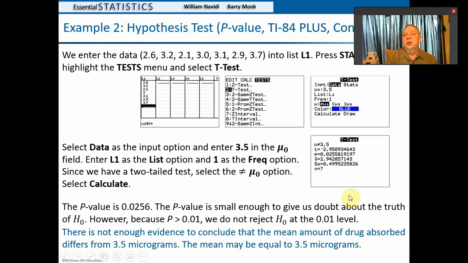Calculate, here's the result, the p-value. This is automatically multiplied by 2 when I'm doing a two-tailed test. So at the 0.05 level, I could reject H0. At 0.01, I couldn't reject it. Okay.